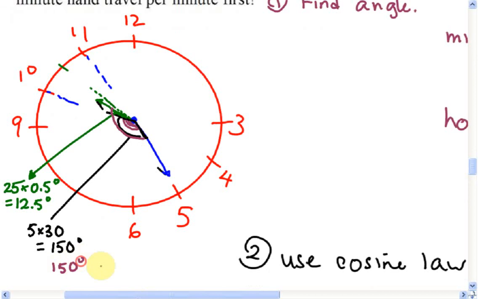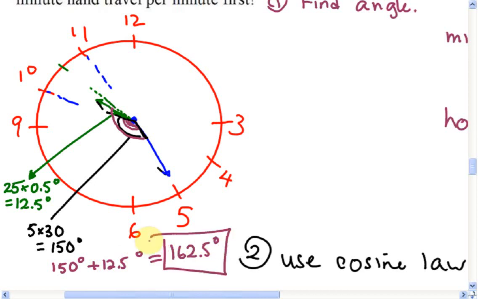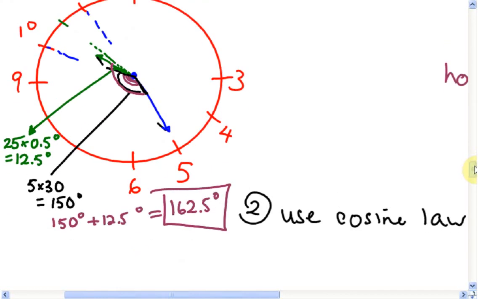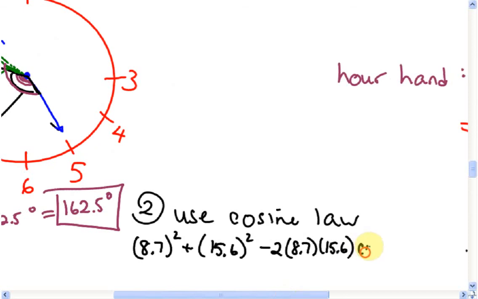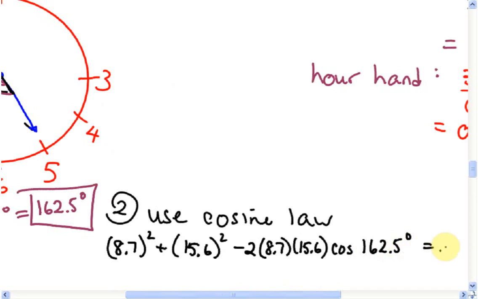150 plus 12.5, which gives us 162.5 degrees. That's the angle between these two hands. All right, so now the rest is pretty straightforward. Let's use cosine law. And what are my numbers here? Is it 8.7? Yeah, 8.7 squared plus 15.6 squared minus 2 times 8.7 times 15.6 times cosine of 162.5. And that will equal your longest side, I'll say c squared.